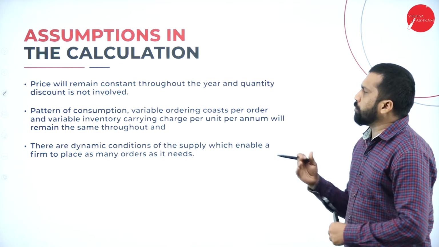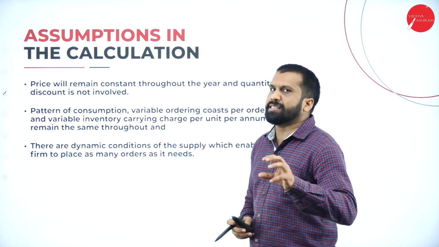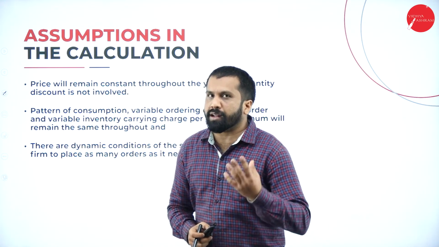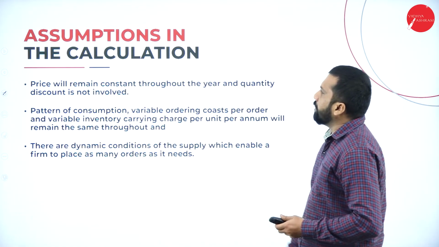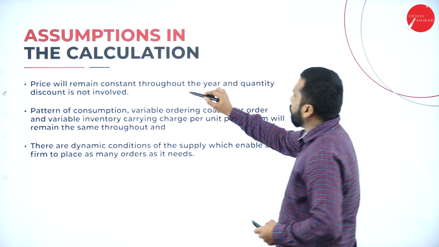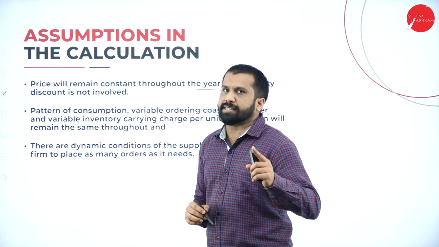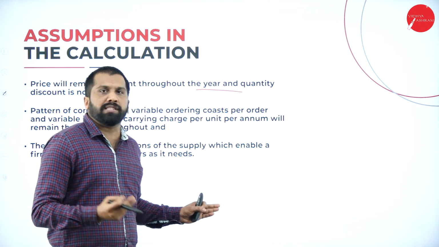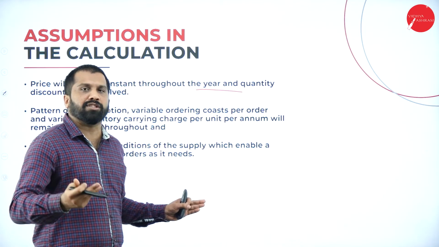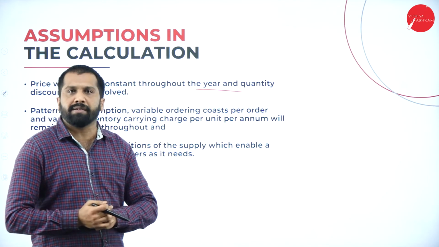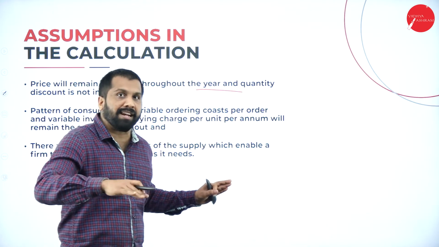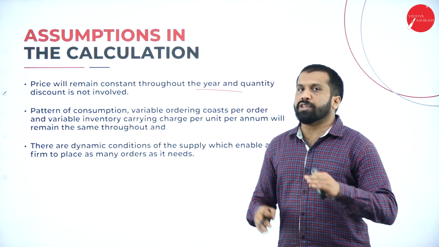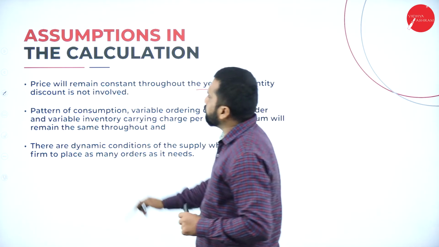Assumptions in the calculation. While doing EOQ, we have some assumptions. I'll show you what are those assumptions. Price will remain constant throughout the year. This is the number one assumption. Means the 50 rupees book I bought for 40 rupees, there may be chances that next year the single book itself is 35. Yes, chances are there of a reduction in price. But under EOQ, we assume that in future, it will not reduce.